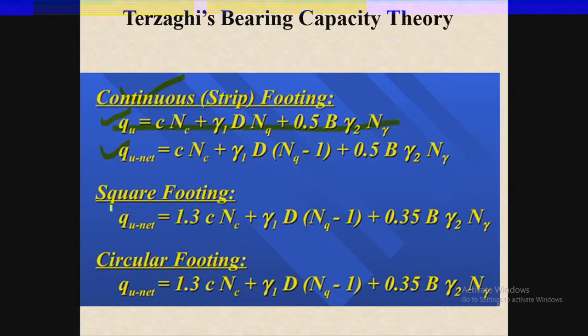Then this formula will be further modified for the square footing in this form: QU net is equal to 1.3 CNC plus gamma 1 D into NQ minus 1 plus 0.35 B gamma 2 N gamma. This will be rewritten for the case of circular footing in this form: QU net is equal to 1.3 CNC plus gamma 1 D into NQ minus 1 plus 0.35 B gamma 2 N gamma.